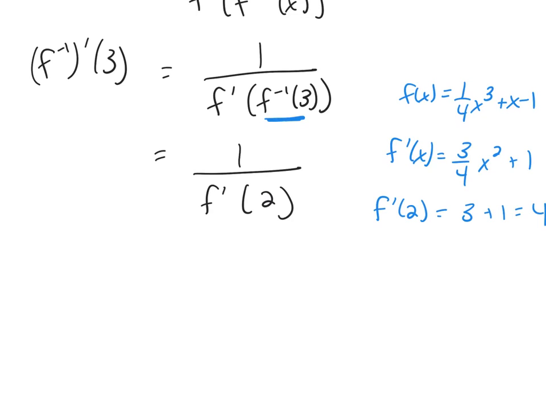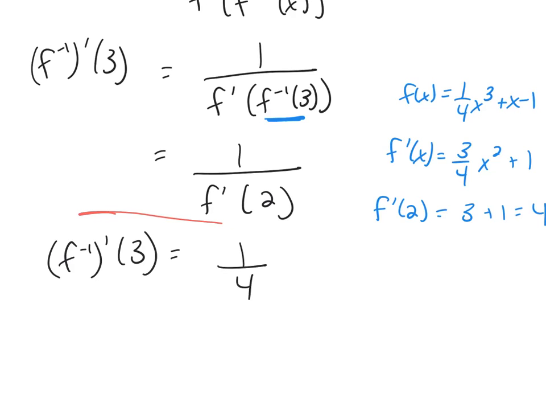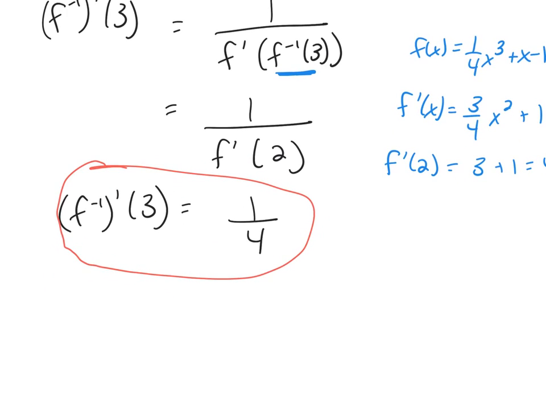So I'm going to get 1 over 4 for the derivative of the inverse function when x equals 3. So here's my solution right there. 1/4 would be my answer.